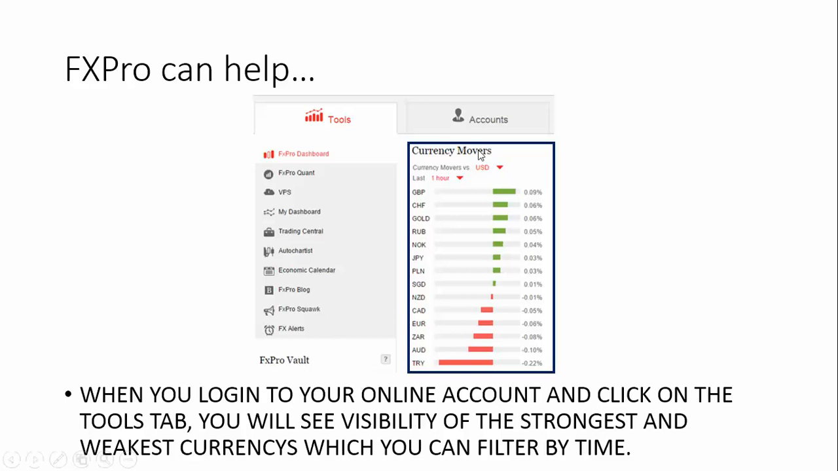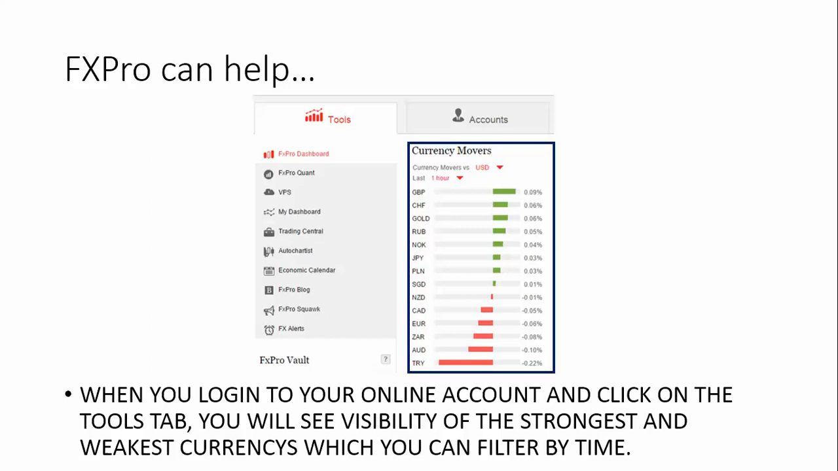You can filter the box by clicking on this drop down box, and you can also filter it over who has been the strongest over the last hour, who's been the strongest over the last day, etc. So it can really help you filter the strongest and weakest currency pairs that are happening either right now or over a day or over a week. So it's a really cool tool to support your own analysis of what the central banks are doing and also your own analysis of the news events that are coming out.